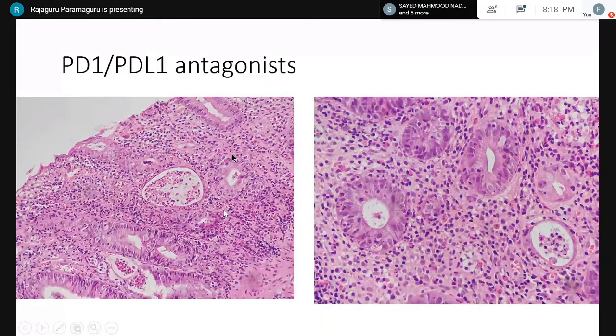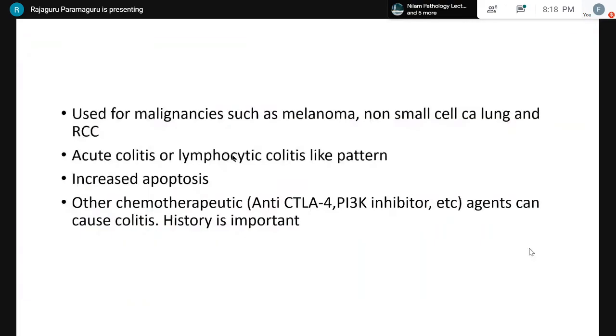Here the lymphoplasmacytic cells are increased, and you have some active inflammation as well. This is a kind of atrophic crypt. This again is an atrophic crypt, and the main important thing is the apoptosis once again. So this is what you are going to see. There are other chemotherapeutic agents like CTLA4 antagonists and PI3K inhibitors that can also cause colitis. History is very important, and finding apoptosis is also very important.